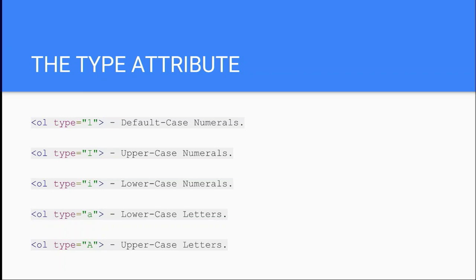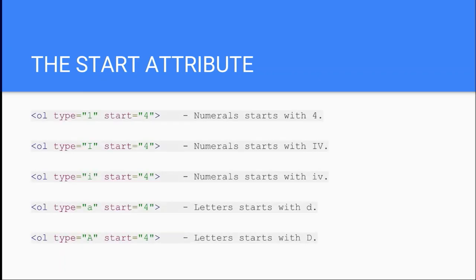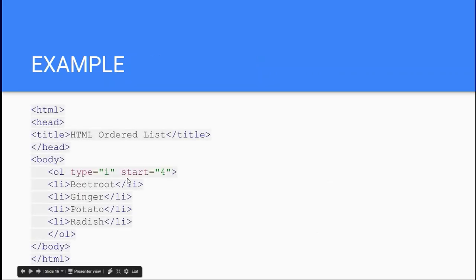And the next attribute in order list is the start attribute. What is the start attribute? Here in this order list, we are going to specify the starting point of the numbering we need. These are the possibilities. Let us try a couple of programs so that you can understand it better. For example, in this order list, we are mentioning the type is small Roman numbers and start from 4. So it will start counting from 4.